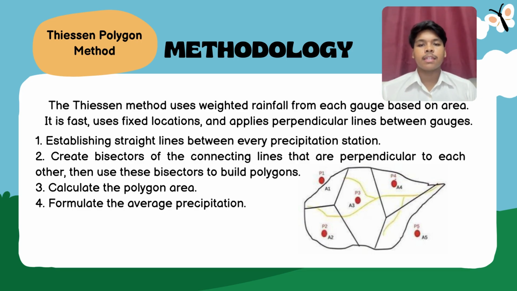For the first step, establish straight lines between every precipitation station. Next, create perpendicular bisectors of the connection lines. Then use these bisectors to build polygons. Calculate the polygon areas, and the last step is to formulate the average precipitation.